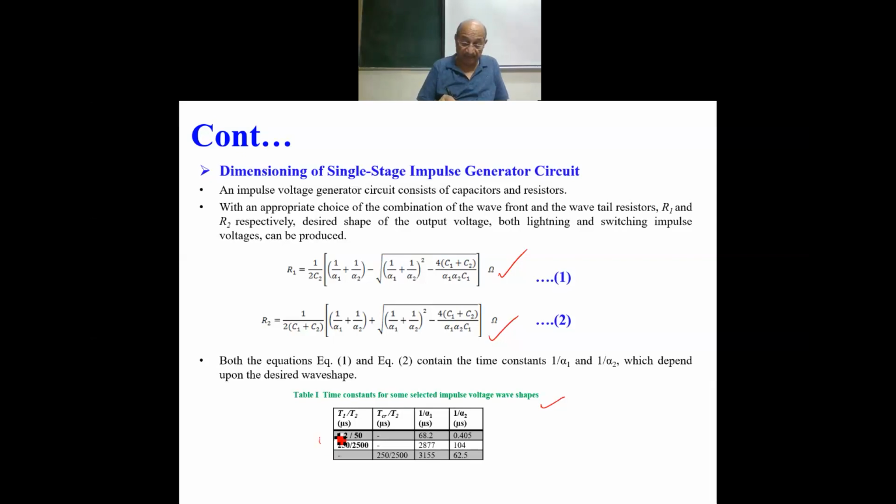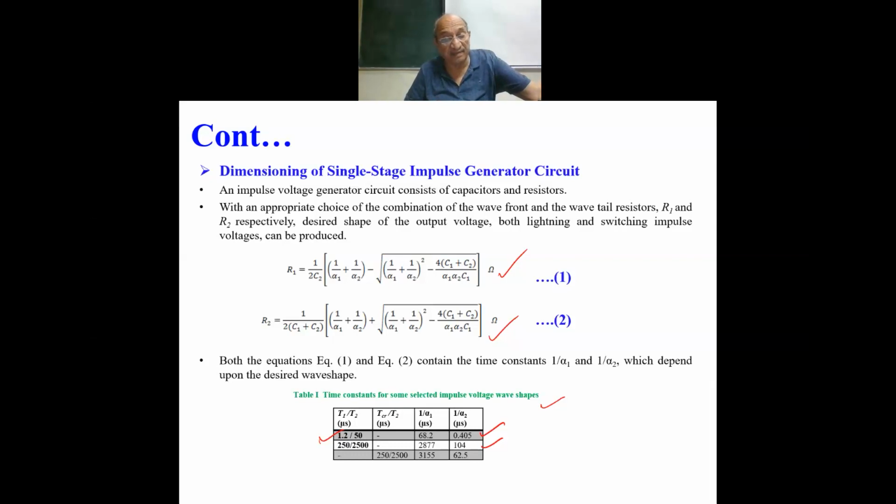For the lightning impulse 1.2 by 50, the 1 upon alpha 1, that is the time constant, is 68.2 microseconds, and for 1 upon alpha 2 it is 0.405 microseconds. For the switching impulse voltage, the 1 by alpha 1 works out to be 2877 and 1 upon alpha 2 works out to be 104 microseconds.